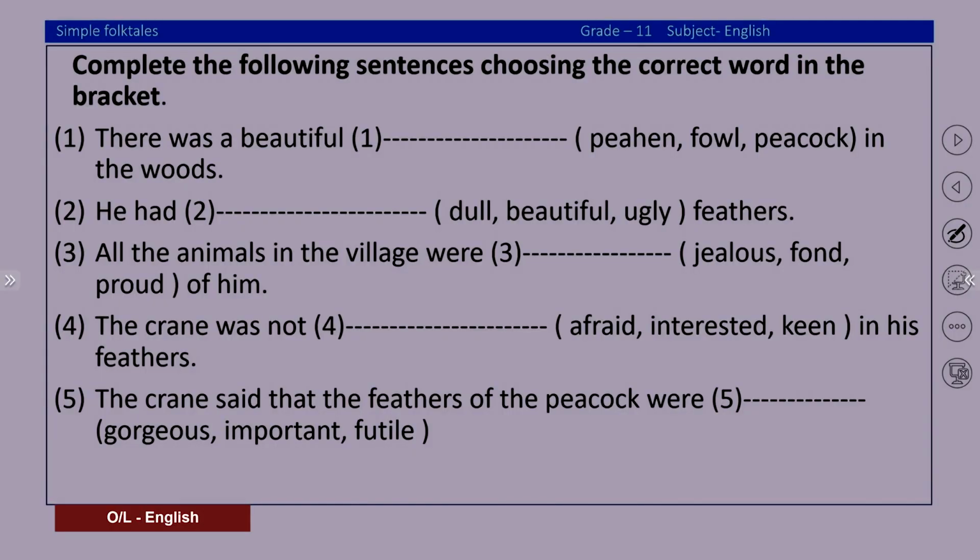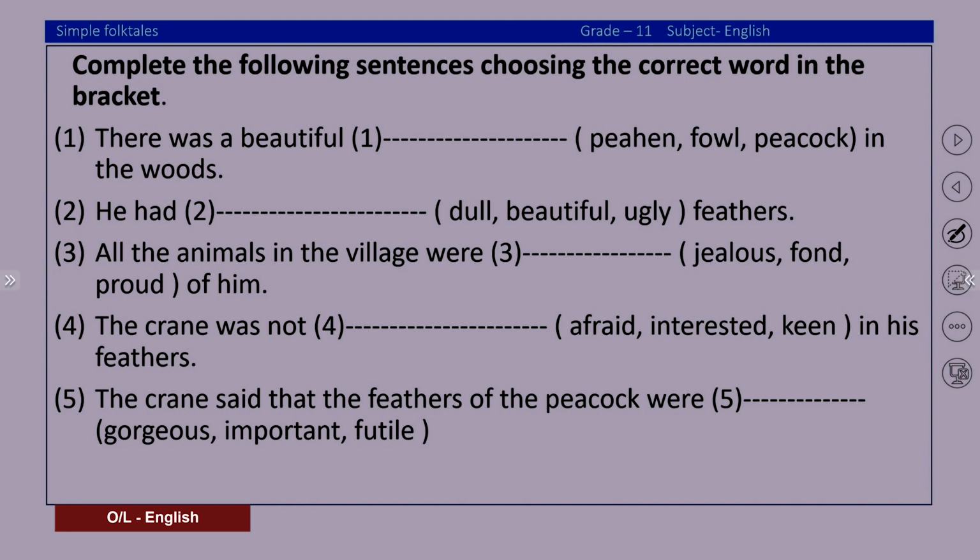First one, there was a beautiful blank. There are 3 words given in the bracket: peahen, fowl, peacock in the woods. Number 2, he had blank feathers: dull, beautiful, ugly. Number 3, all the animals in the village were jealous, fond, proud of him.